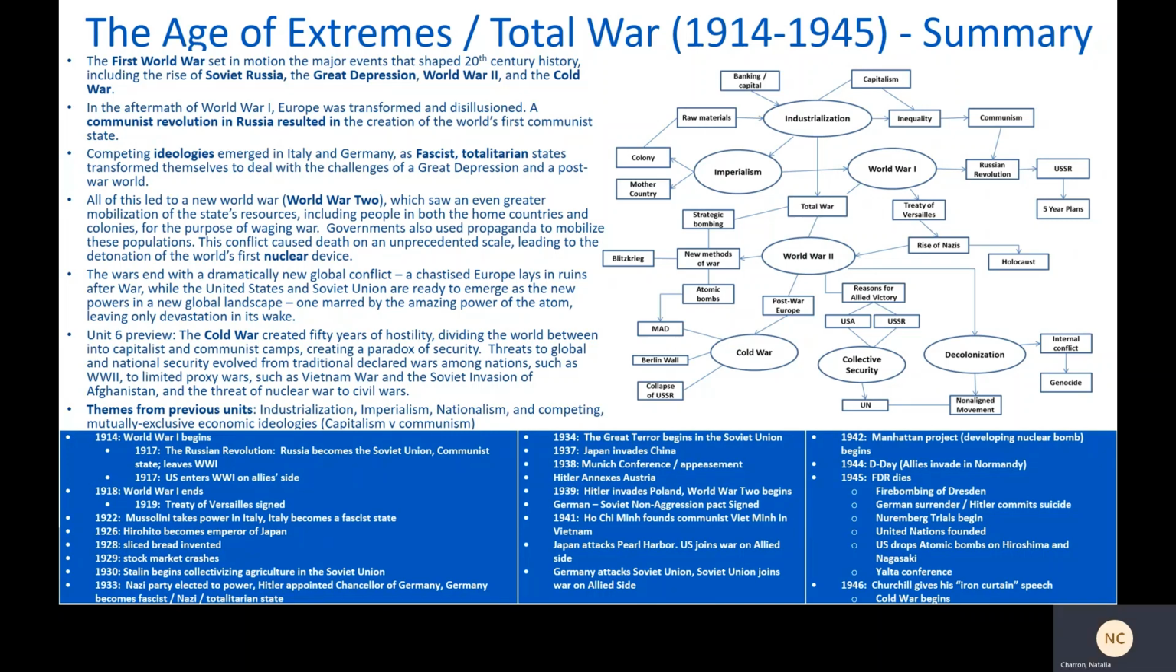Themes from previous units that you'll see pop up here include industrialization, imperialism, nationalism, and competing mutually exclusive economic ideologies like capitalism and communism. And on this slide you have, as a timeline or as a concept map, an overview of the unit. And if that kind of thing is going to help you think through the unit that comes, it's not the worst idea in the world to pause the slide here and copy one of those down.